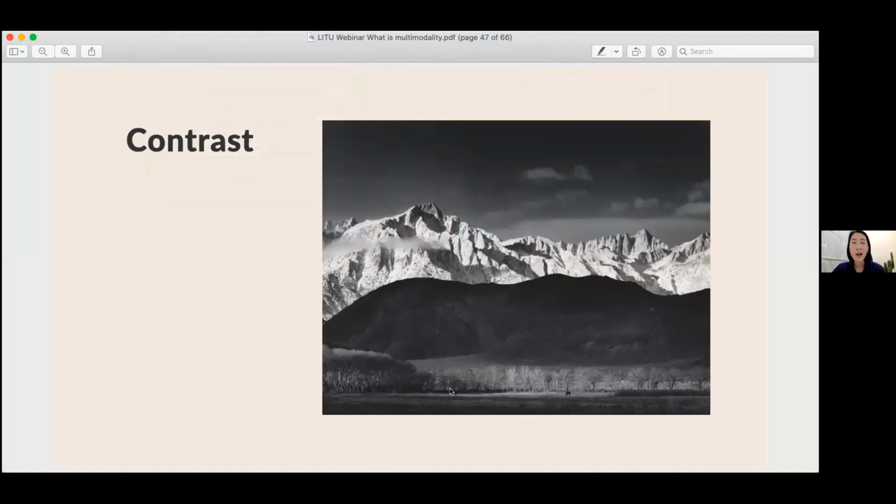Okay, so now let's talk about contrast. Contrast is another big thing, and it's quite obvious. If you look at this black and white photograph, there is a lot of contrast going on, right? Especially because it's black and white, so you can see the contrast of color quite clearly.